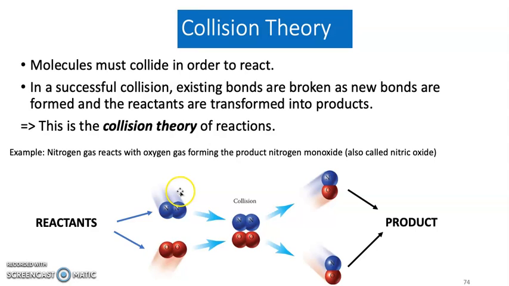Here is an example of the collision theory. Nitrogen gas and oxygen gas, in order to form the product, must collide. Then after the collision, nitrogen gas and oxygen gas can transform into the product nitrogen monoxide. This is also called nitric oxide.